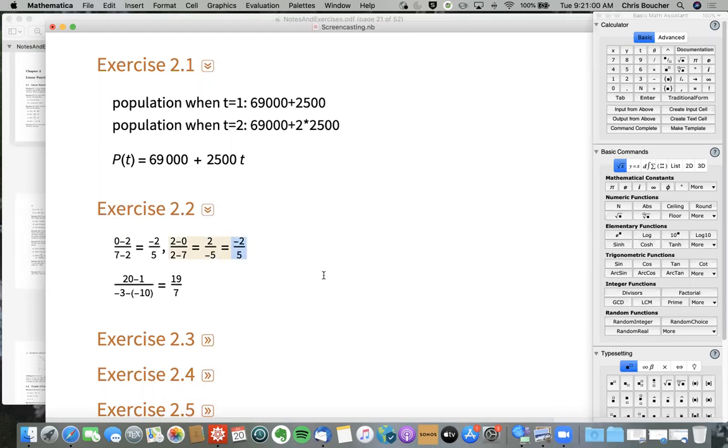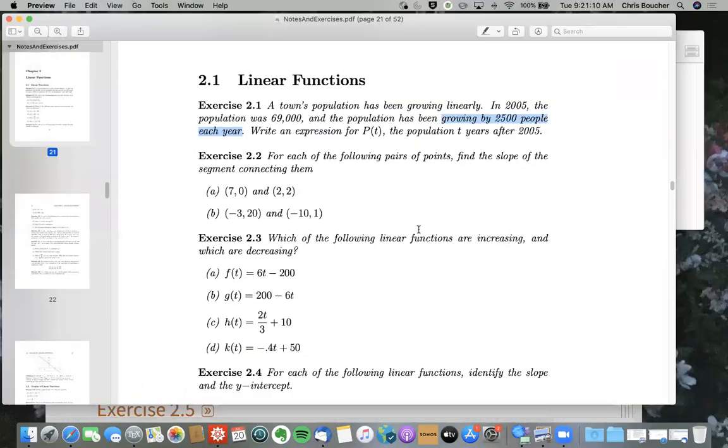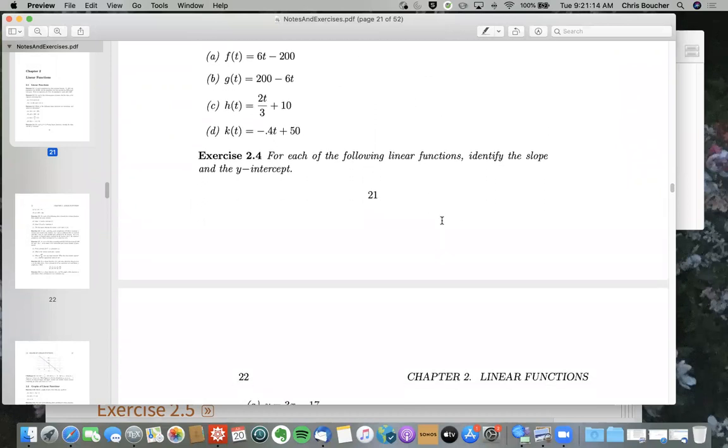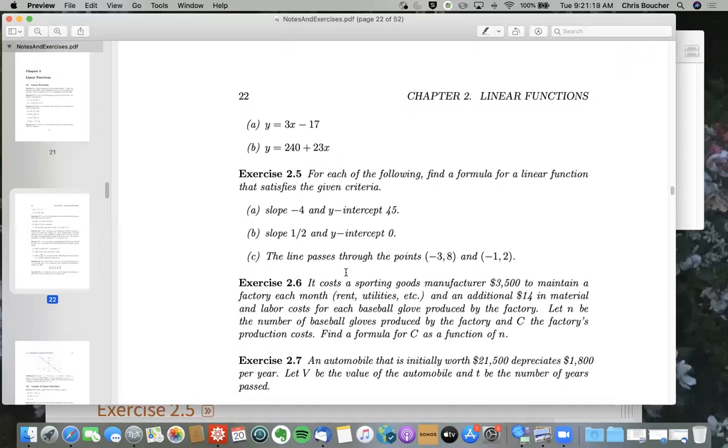And there's nothing wrong with a negative slope, right? A negative slope is just a line that runs downhill. Okay, so there's a few other exercises here that I suggest that you try, identifying slope and y-intercept, finding formulas for linear functions. I'm going to go ahead and move on to the next section.